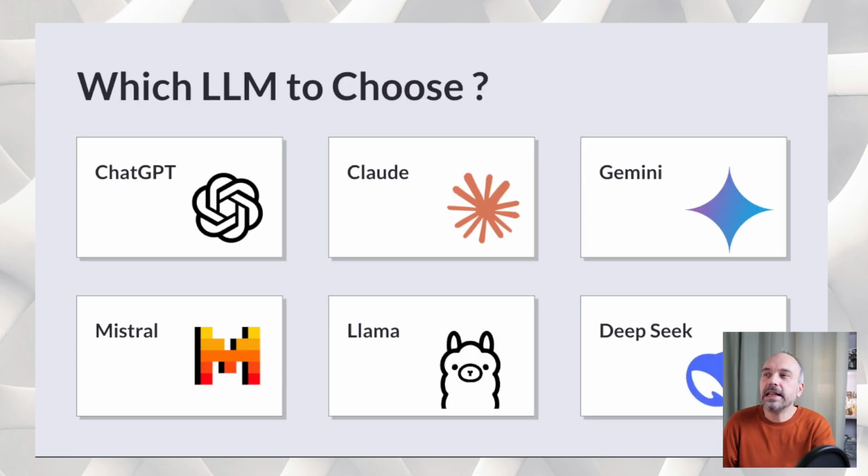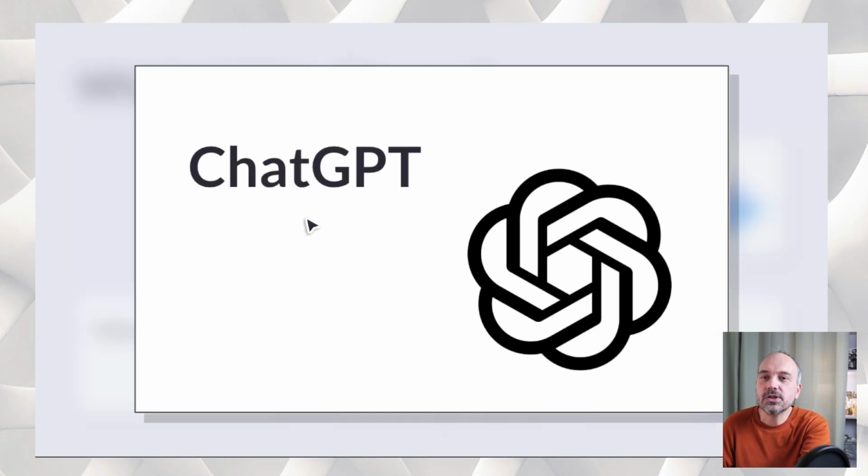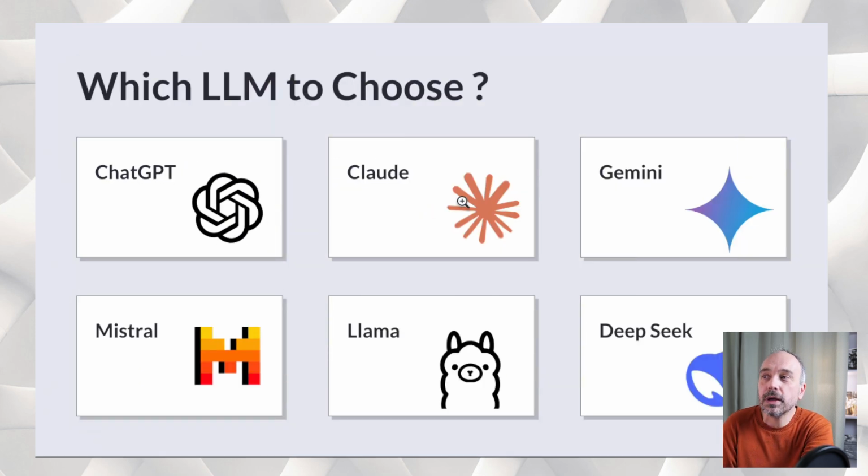So which LLM to choose? Of course, ChatGPT is still the most famous. There are new features all the time, especially in the last month, there were a lot of new features. I'm using the O4 model. There is also the O1 model, which takes more time to answer, but is supposed to be more accurate. To me, I don't have a lot of use cases for the O1 for now.